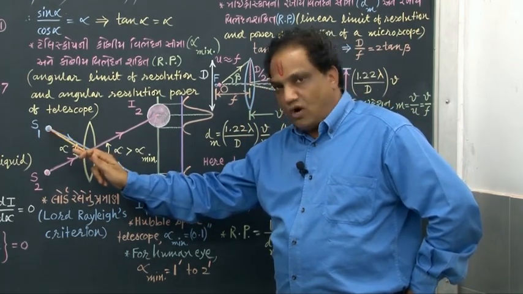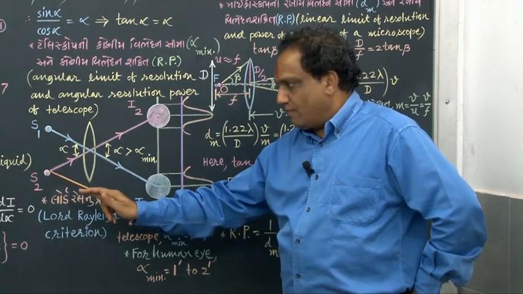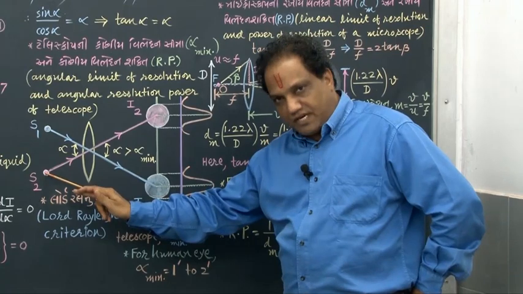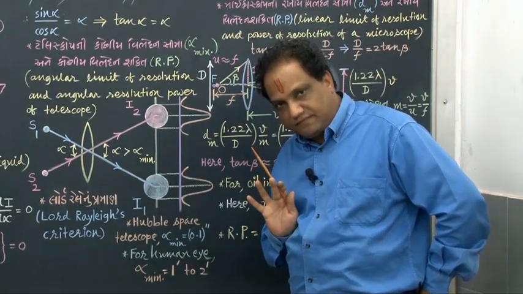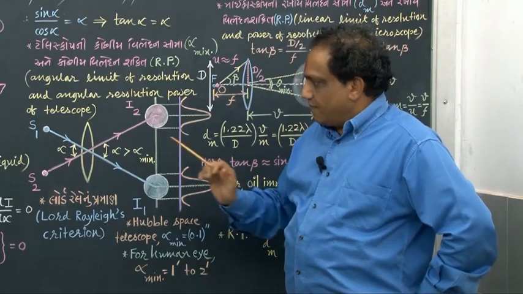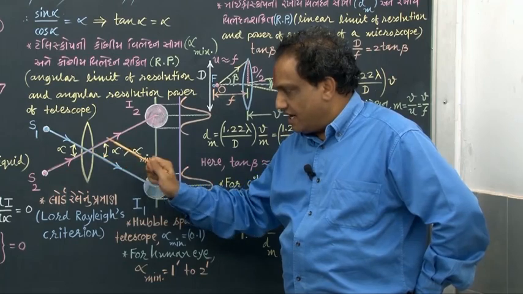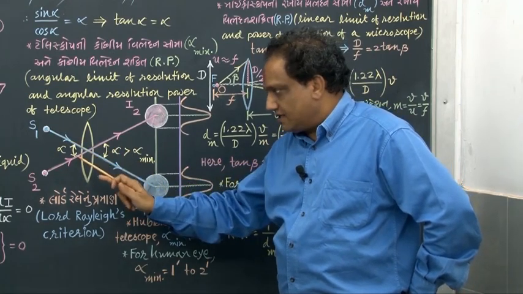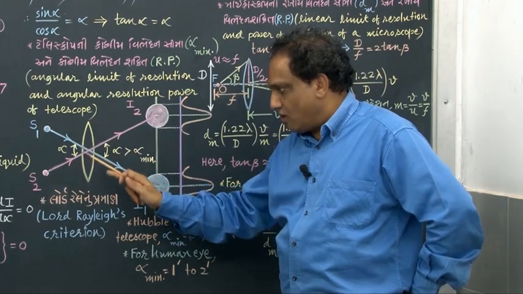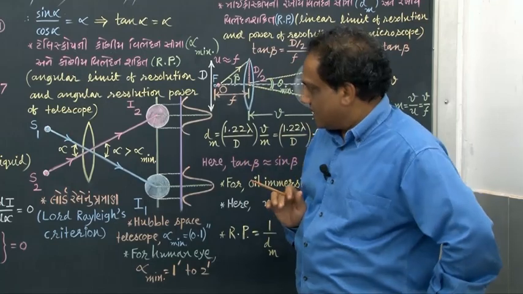For the blue colored object, I have shown the image with the blue color. For the pink colored object, I have shown the image also with the pink color. Correct? Fine. At present, these light rays emanating from these two stars subtend an angle, say alpha, with the objective of a telescope. Fine.